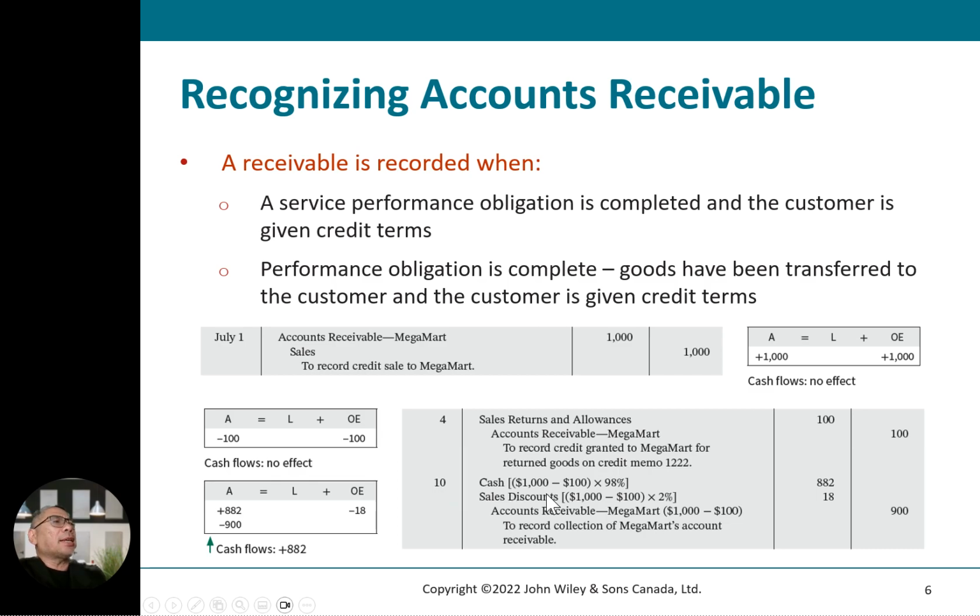On the 10th, cash is $1,000 minus $100 of returns, times 98%, which is $882, and a sales discount is given of 2%: $900 times 2%, which is $18. Accounts receivable, Mega Mart, will be $1,000 minus $100, which is $900 on the credit side. This is to record payment of the Mega Mart accounts receivable. So how are you going to do it logically here? Assets plus $882, minus $900; the cash flow is $882, and then minus $18 is here. Okay, so this is number 10. This is how you look at the cash flow side.